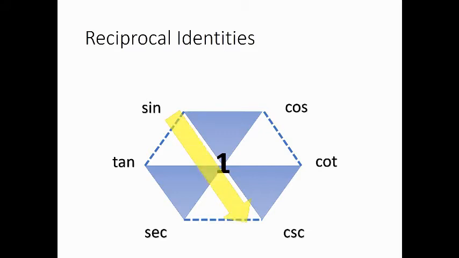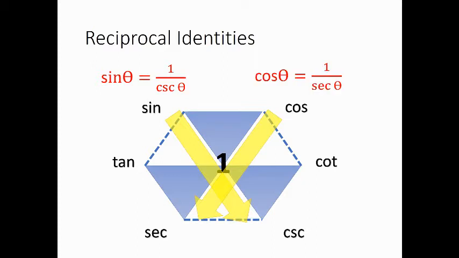So the identities are sine is equal to 1 over cosecant, cosine is equal to 1 over secant, and finally we have tangent, which is equal to 1 over cotangent.